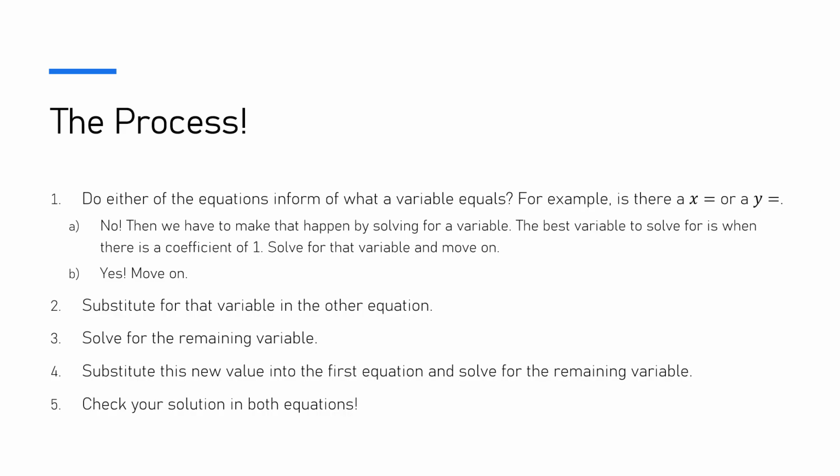If one of the equations already does have an x equals or y equals, then we can use that equation and keep on rolling. We will substitute and then solve the remaining variable. And then now we're on step 4, in which case we have a value or a number for one of the variables. We can substitute that value into the previous equation and then solve that remaining variable. And then as always, we check our solution in both of our equations.